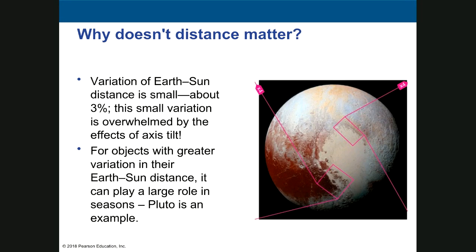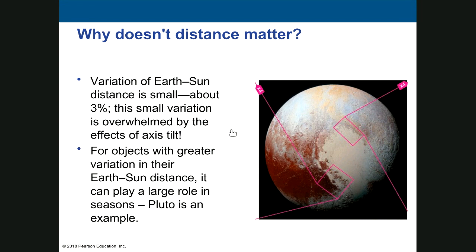So again, I sort of answered this question already, but the variance is small. It only changes by about 3%. And we're actually looking here at Pluto, I believe. I don't think that's the Earth. So for objects, oh, that's why we're saying Pluto.